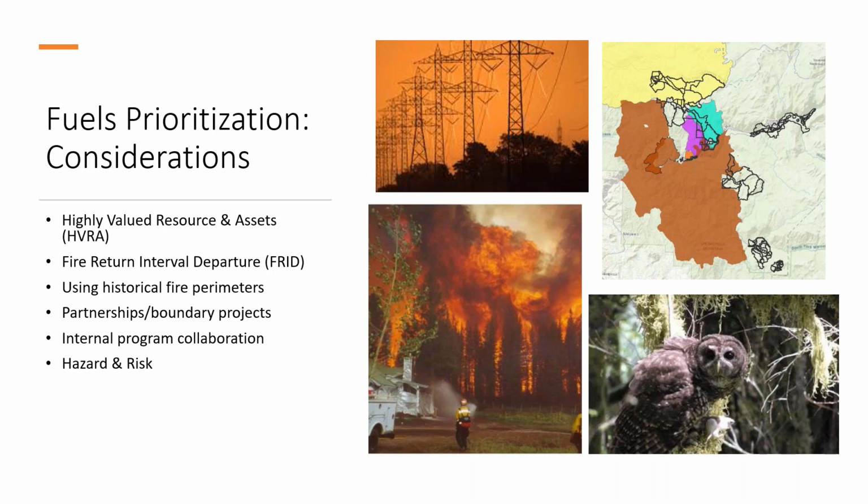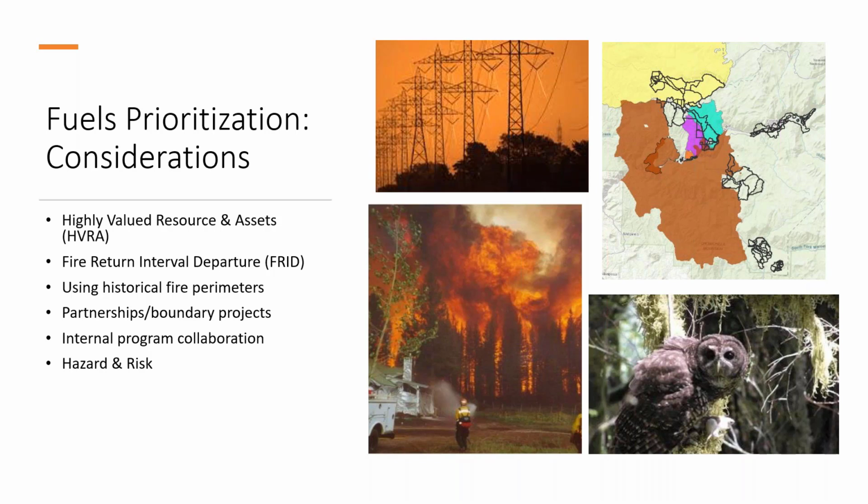Another variable that's often considered is fire return interval departure, or FRID. When was the last time that area burned? This helps in keeping habitats in their desired conditions. Another variable would be using historical fire scars or other treatments on the landscape. This could be prescribed fires, mechanical treatments. Working with your partners, conducting cross-boundary burns, another important one. There's internal program collaboration, working with your program leads, such as resource, cultural, and recreation programs. And then last but not least is hazard and risk.